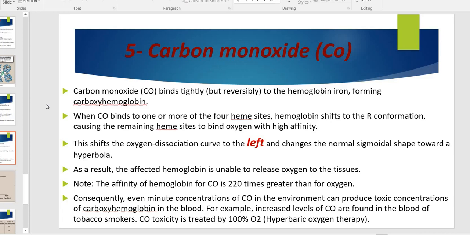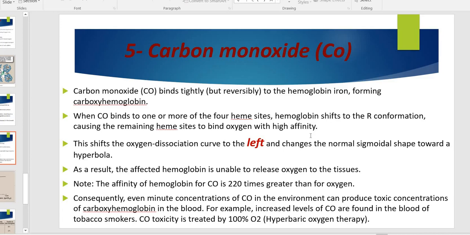As we said before, what is the meaning of left shift? That there is increased affinity of hemoglobin to bind, here with carbon monoxide instead of oxygen, as there is a high affinity of hemoglobin for it, about 220 times greater than oxygen, and this will cause the remaining heme sites to bind with oxygen with very high affinity.